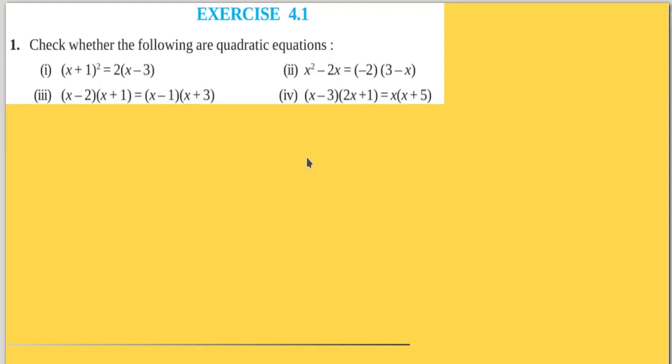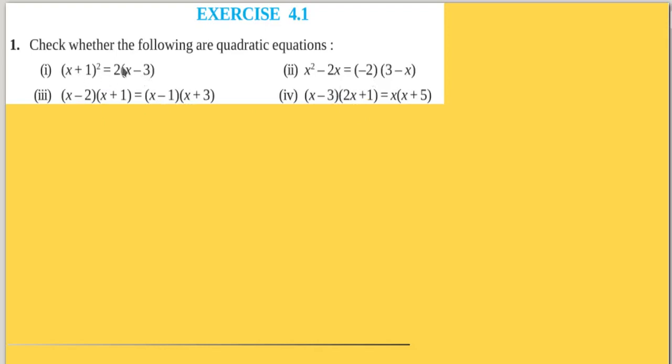In this session we'll discuss whether the given equations are quadratic equations or not. Then we will move on to word problems: for a given word problem, how to match the real life situation to a quadratic equation, and solve those equations to get the solution for those variables. Now we will discuss whether the given equations are quadratic equations or not.